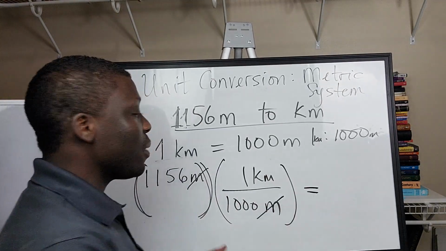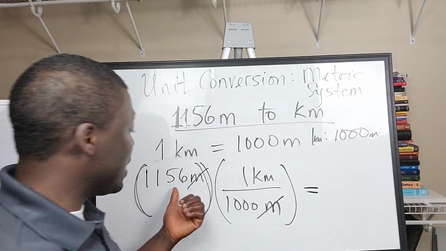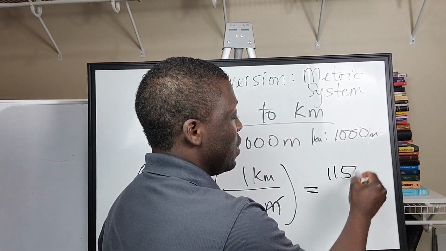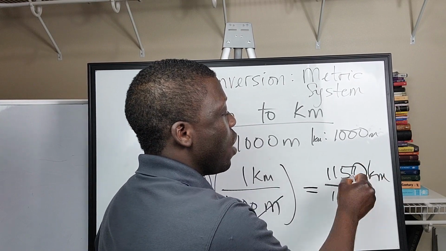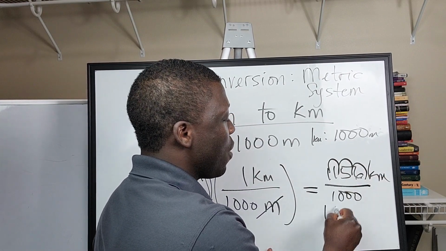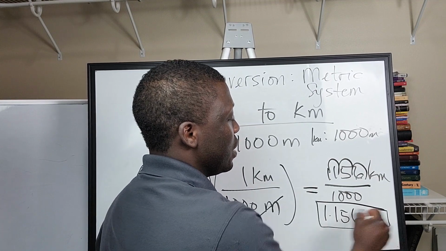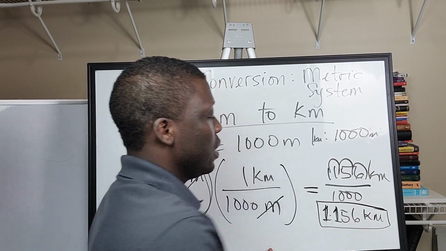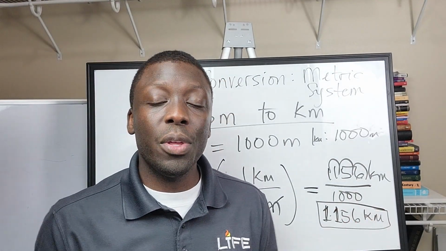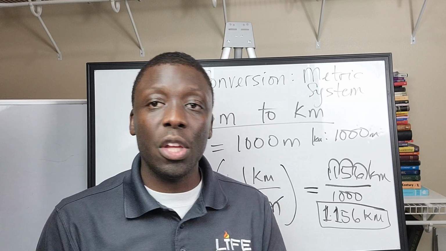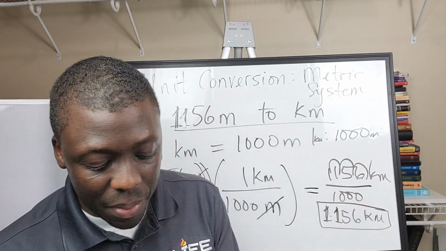Now we can simplify. Because there are 3 zeros, that means the decimal is going 1, 2, 3. So 1.156 kilometers. Okay, so 1.156 kilometers is what you would get when you convert 1156 meters to kilometers. Very good. So that is one example with the metric system.